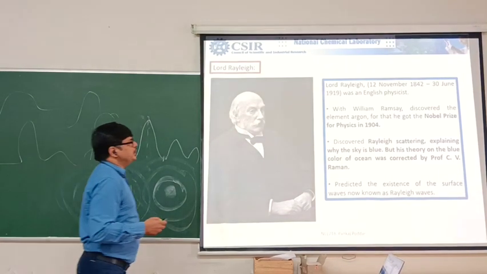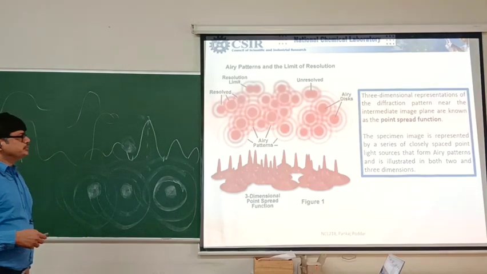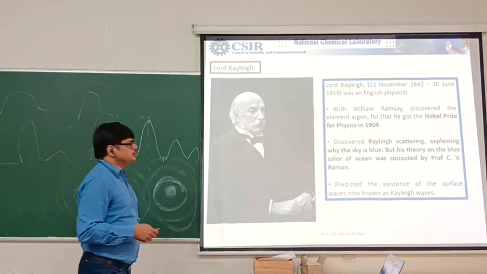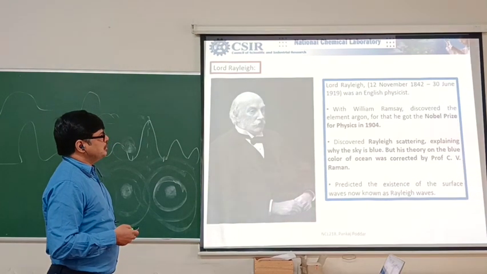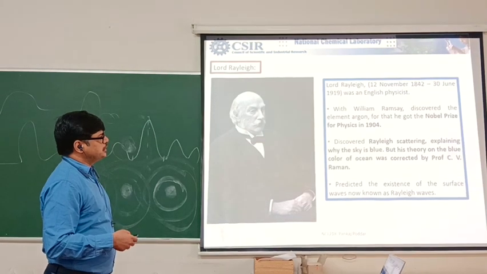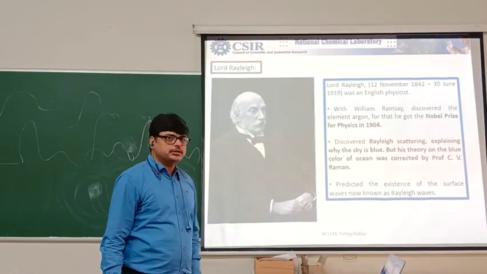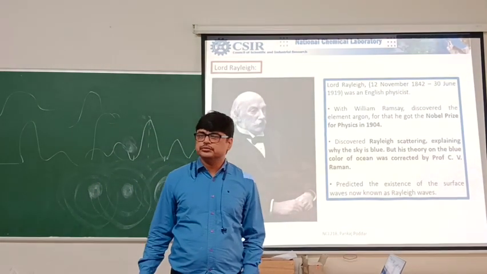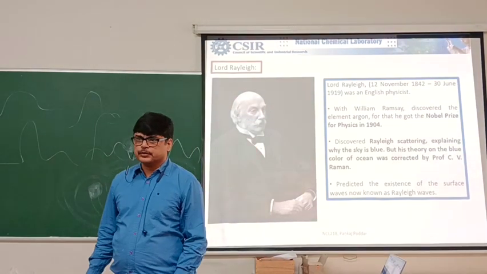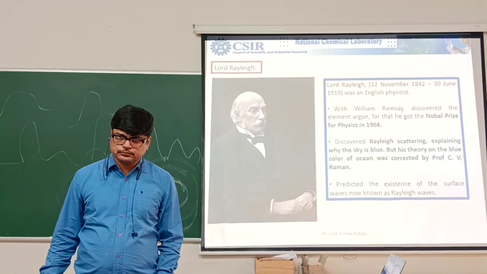Now the second equation is given by Lord Rayleigh. His contribution was immense. He got the Nobel Prize for physics in 1904 for discovering the element argon, but his other contribution was in explaining the blue color of the sky, which we know as Rayleigh scattering. What is the reason that the color of the sky is blue? Because of particles in the atmosphere, the rest of the light gets scattered into the outer atmosphere, and only the blue light is reflected back to the surface of the Earth.